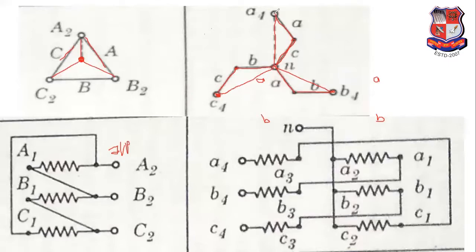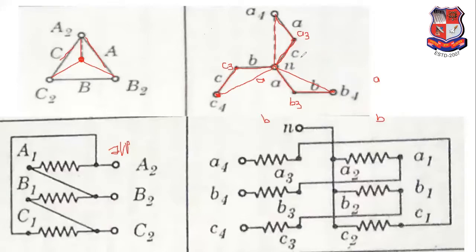Okay. So now opposite to A4 is A3, opposite to B4 is B3, and opposite to C4 is C3. Now you have to give the second-end connection for phase C, phase A and phase B. How can we name this particular connection? A4, A3. Over here, A3 is smaller than A4. 3 is smaller than 4.